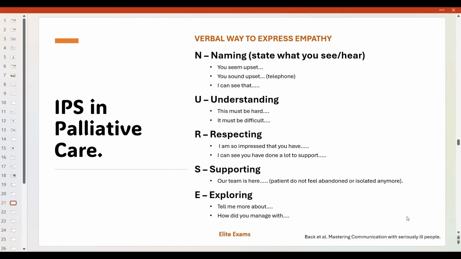So supporting: this helps the patient feel less abandoned, so they don't feel isolated. You say something like, our team is here to help. There are a lot of things that we can do for you. Our team is here to support you. So you are building your IPS, nice phrases that you can use. And the E is for exploring, ways that you can explore when the patient comes in with a golden minute.